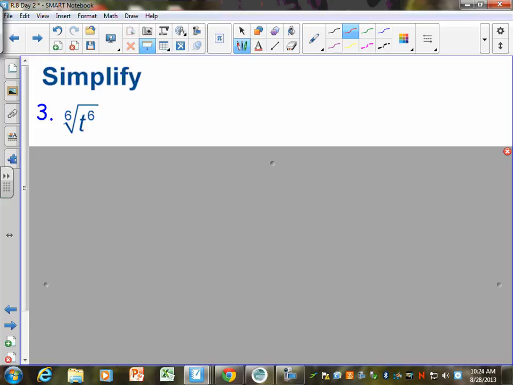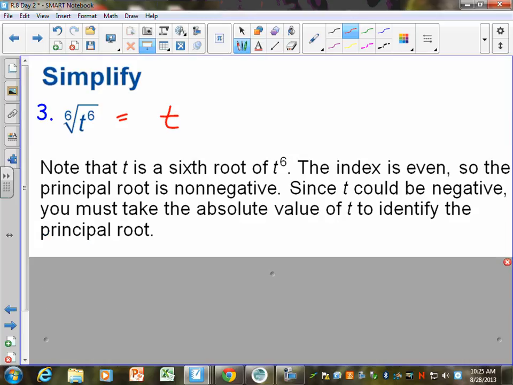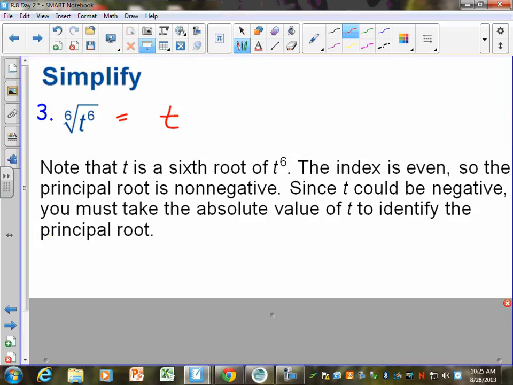This one's really easy, but I want to talk to you about this whole negative even power thing. What would the 6th root of t to the 6th be? Would be t, right? But technically speaking, you should say the absolute value of t there. And I'm going to let you read this, and then we'll kind of talk about it. You don't have to write this paragraph down, but I just want to note it for you, right? So I'll be quiet for a minute.